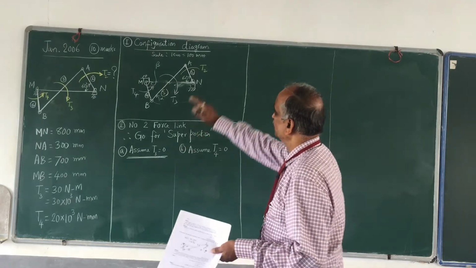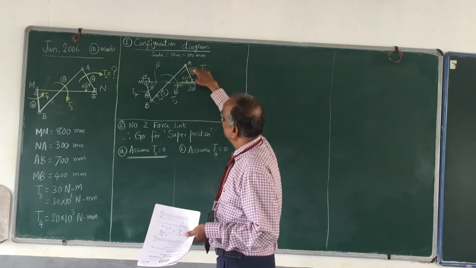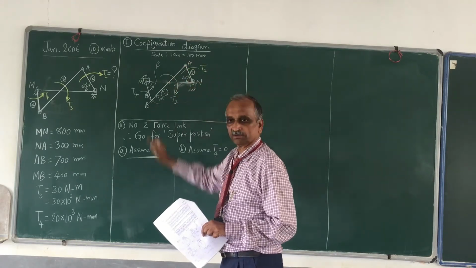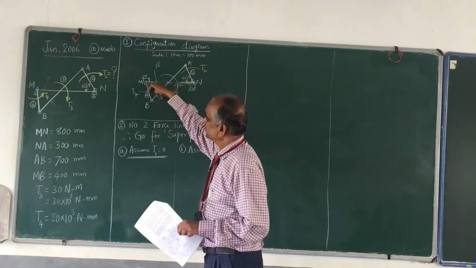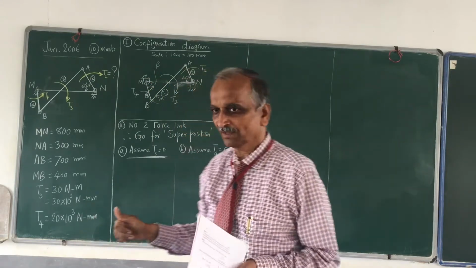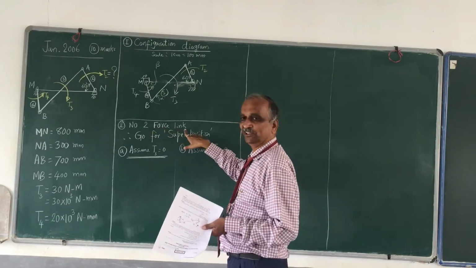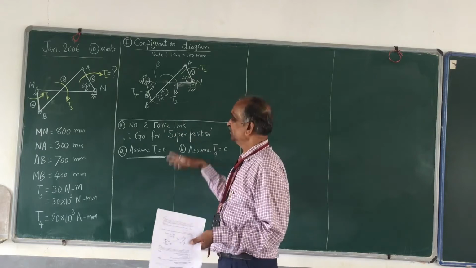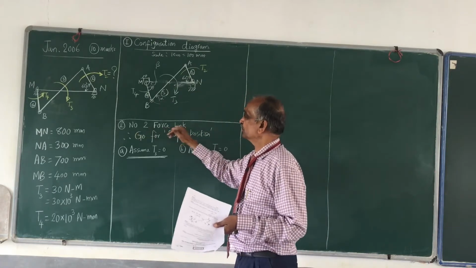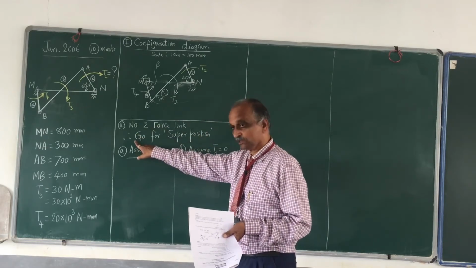So go through each link. Link number 2, what is this? One torque and two forces. Link number 3, one torque and two forces. Link number 4, one torque and two forces. I don't have a two-force system. So immediately, no two-force link. I don't have any link for me to start with, and therefore, no two-force link. That's what I conclude.